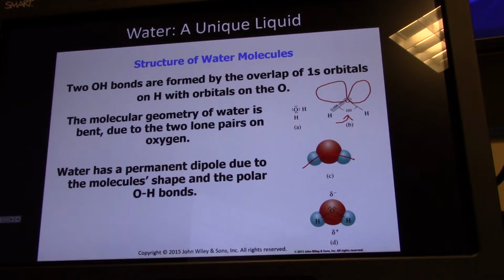Water has a permanent dipole due to the water molecule shape. And again, oxygen has an electronegativity of 3.5. Hydrogen has an electronegativity of 2.1. There's a 1.4 difference, which makes it a dipole, because it's 0.5 or greater. So you have a permanent partial negative and a permanent partial positive, which makes water an excellent solvent, because these negatives and positives are really useful in dissolving other ionic compounds. So they call water the universal solvent because it dissolves most things.